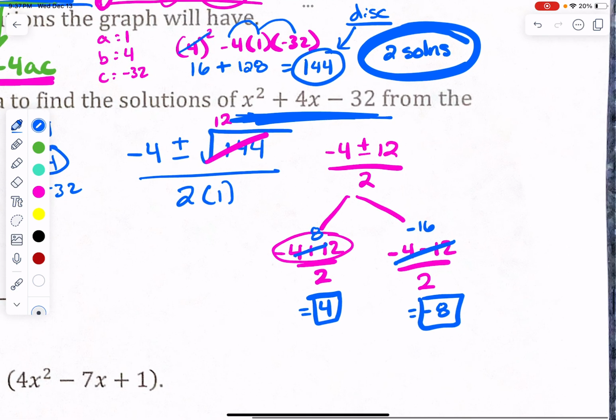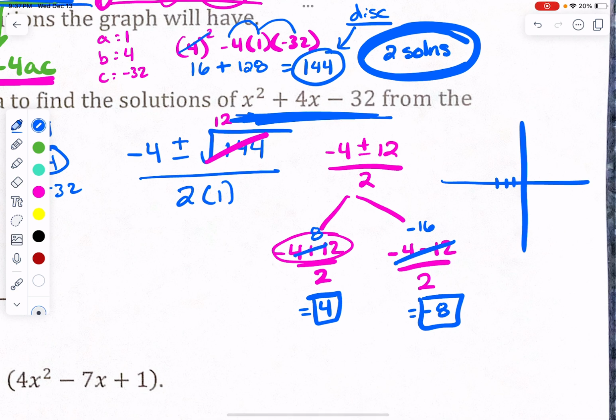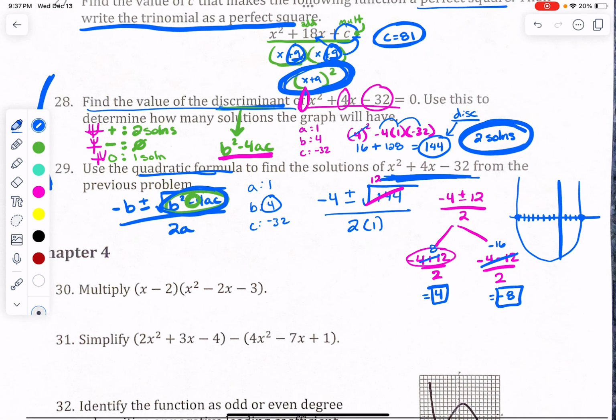Okay, so just so you're aware what it is that we just found, negative 8, 1, 2, 3, 4, 5, 6, 7, 8, that's a place where he crosses. 4, 1, 2, 3, 4 is a place where he also crosses. So my parabola is doing something like this. Okay. So that is what we found. Those x-intercepts, or the zeros, is what they're called, okay? And we did that using the quadratic formula, all right?